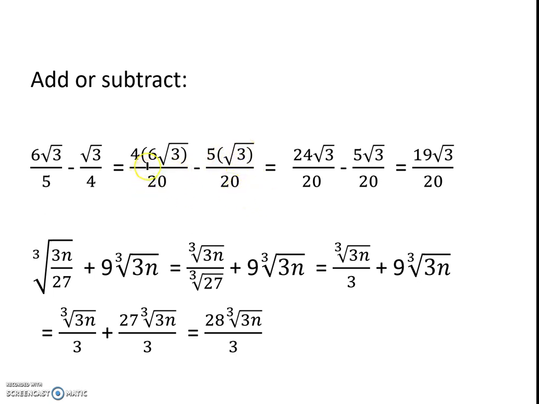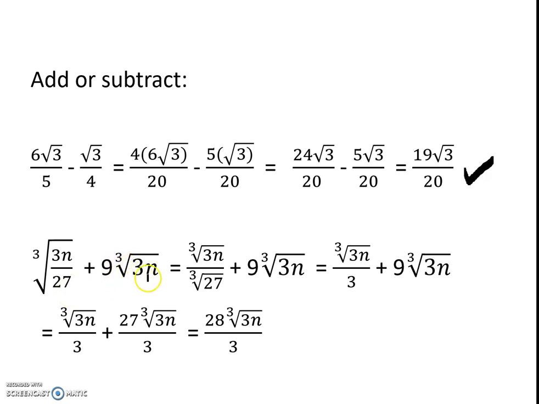So simplifying, I take 4 times 6, which is 24 radical 3. I still have that over 20, minus 5 radical 3 over 20. I go ahead and do the 24 minus 5 radical 3, and I find that that's 19 radical 3, and it's still over 20.